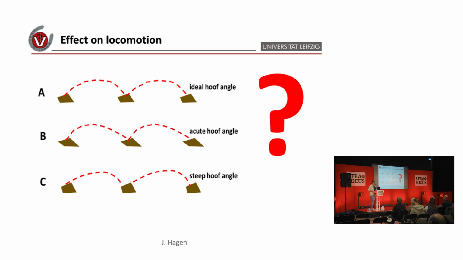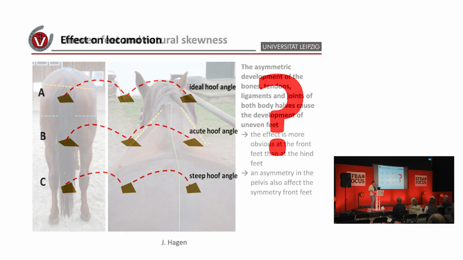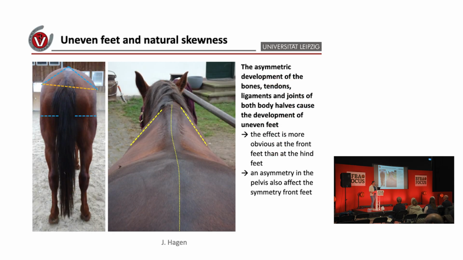Okay, we start with the first package: uneven feet because of natural skewness. Natural skewness is something we find everywhere. If we checked our bodies, we could definitely see that we are not symmetrical. In particular, our skeletal structures, ligaments, joints, and tendons might develop asymmetrically between left and right.